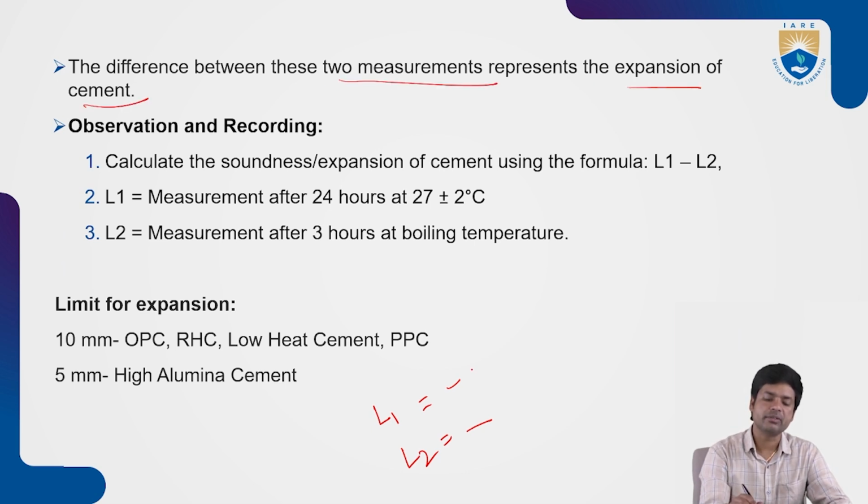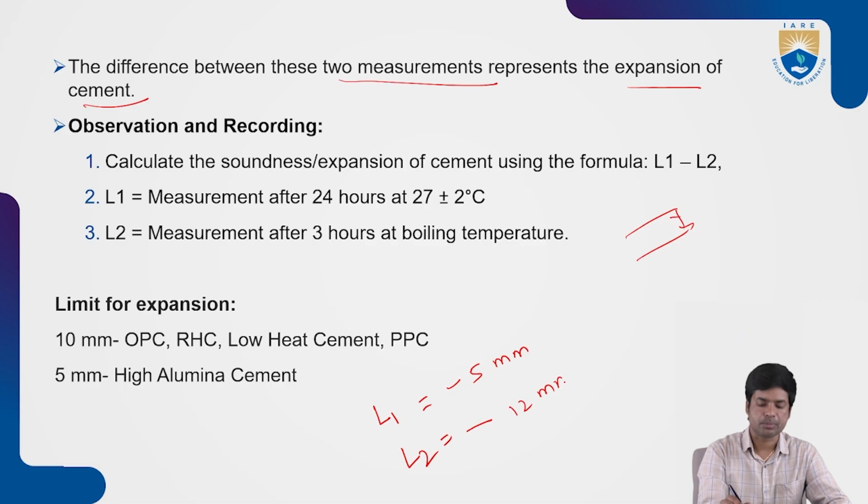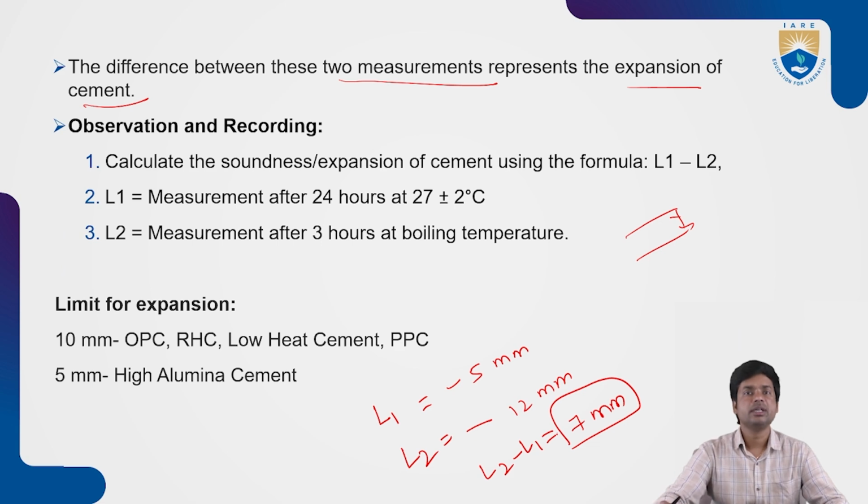Suppose initially you get a value of 5 mm, for example, and the second time, after heating the cement, you get a distance between the indicators of 12 mm, for example. Now L2 minus L1. If you do this calculation, the expansion is 7 mm. This is the expansion of the cement.